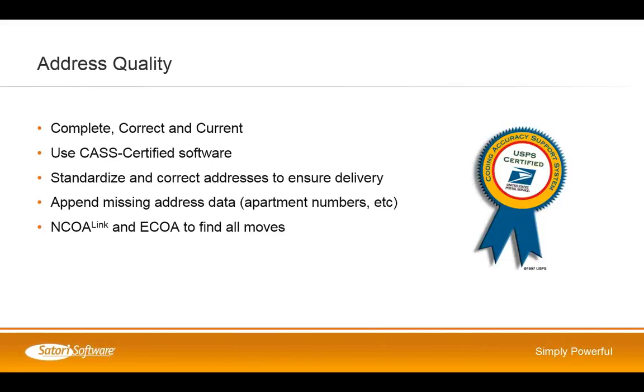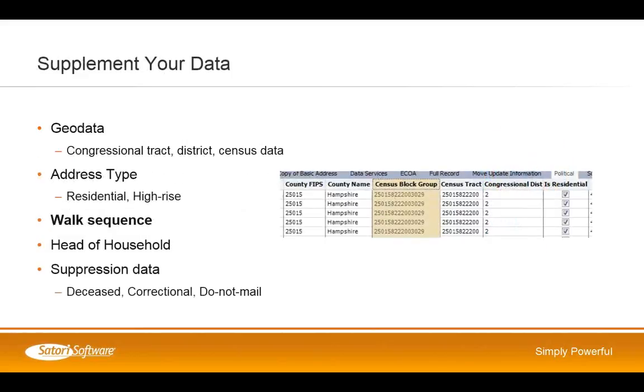So after you've got your address complete, correct, and current, you may want to append additional data. Depending on which software you look at, there's several different types of additional data that you can add. You can add geographic data, including census information and congressional district information. You can append information about whether an address is a residence or a high-rise. That can allow you to filter. You can also append walk sequence information, and we'll talk about that a little bit later, just a little bit about pre-sorting and the different discounts that you can get with walk sequence processing. That's a really good way to lower your postage cost.